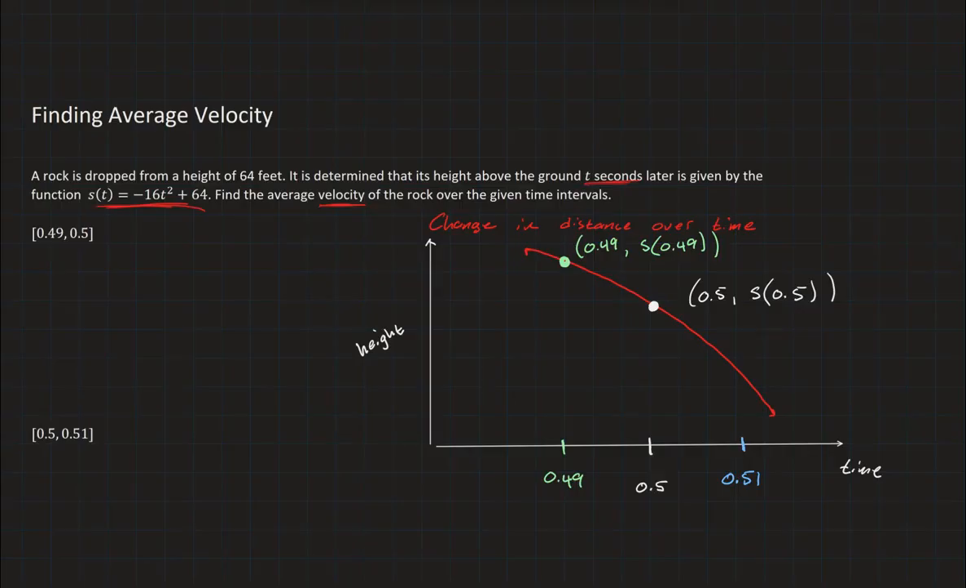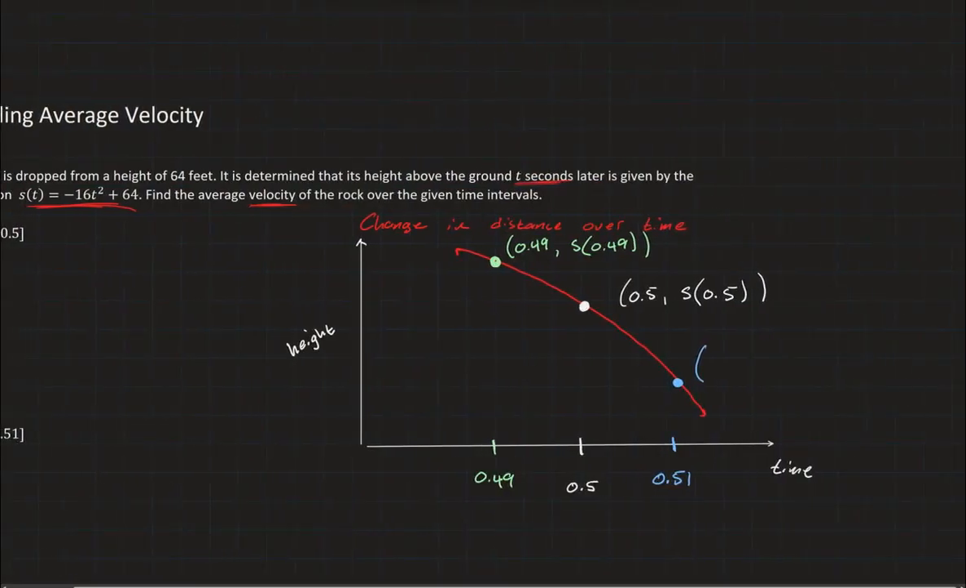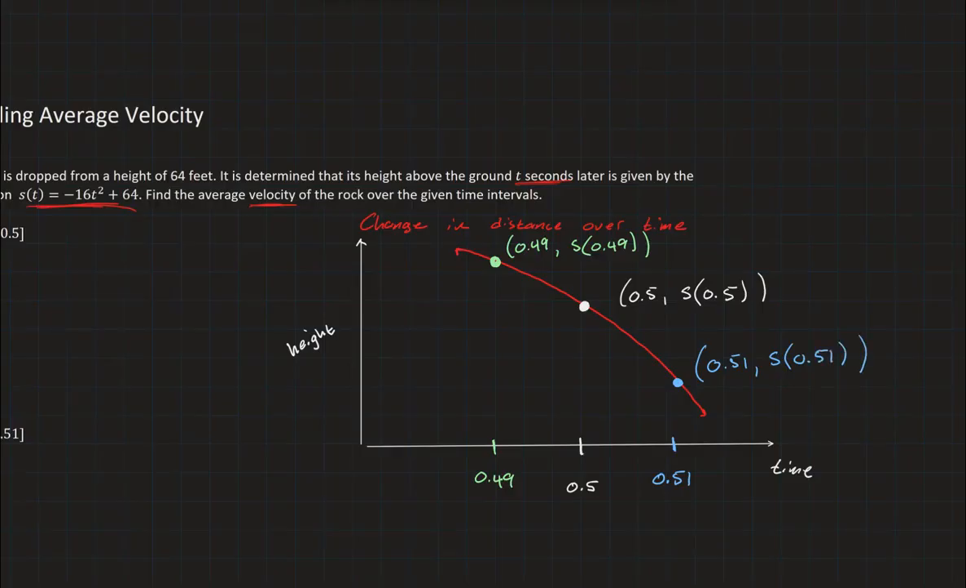And then finally, this last one. The t-value for this is 0.51, and to get the height above the ground, I need to evaluate my function s of 0.51. Okay.